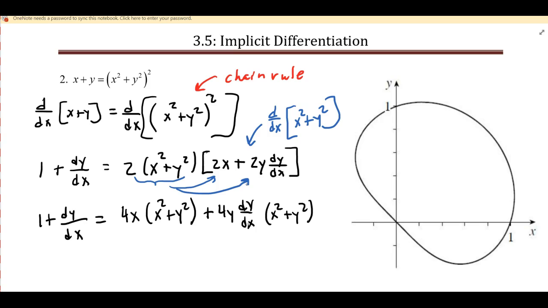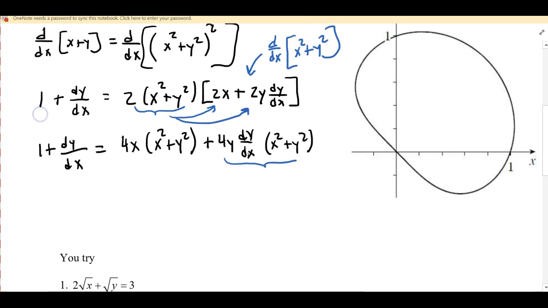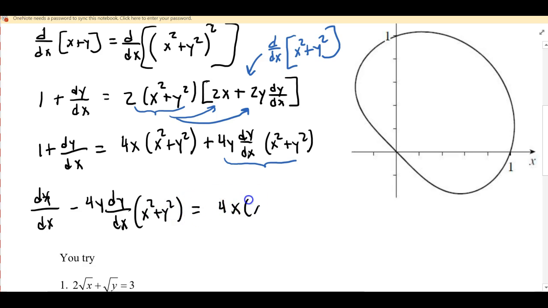Now I'm going to drag all the stuff with dy/dx. I'm going to drag this whole term here. It doesn't really matter which way you go with it. I'm going to take that whole piece and subtract it over to the other side with this other dy/dx. And I'm going to subtract this 1 over here. So I want to get all the terms with the dy/dx to one side. Okay? So doing that, we get that dy/dx minus 4y dy/dx (x squared plus y squared) is going to be equal to 4x(x squared plus y squared) minus 1.